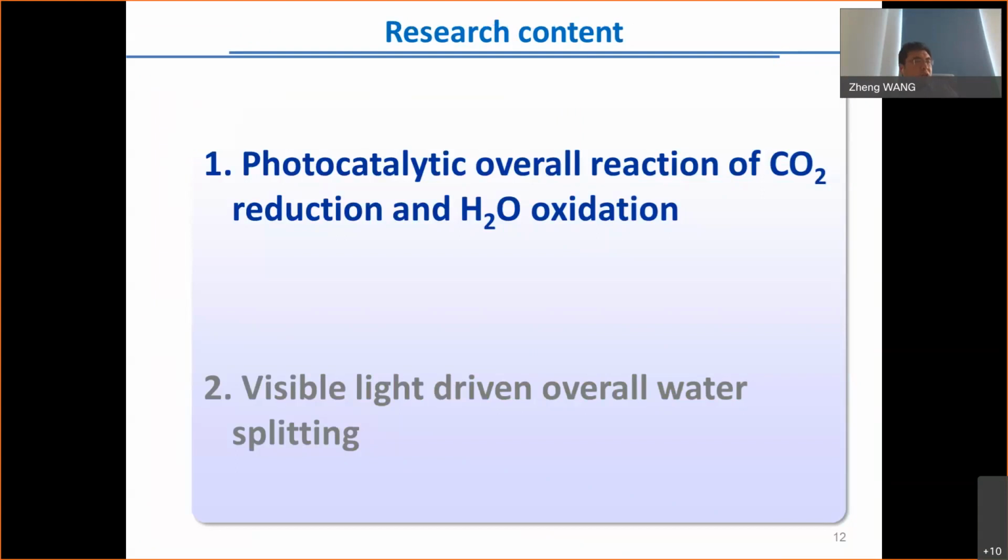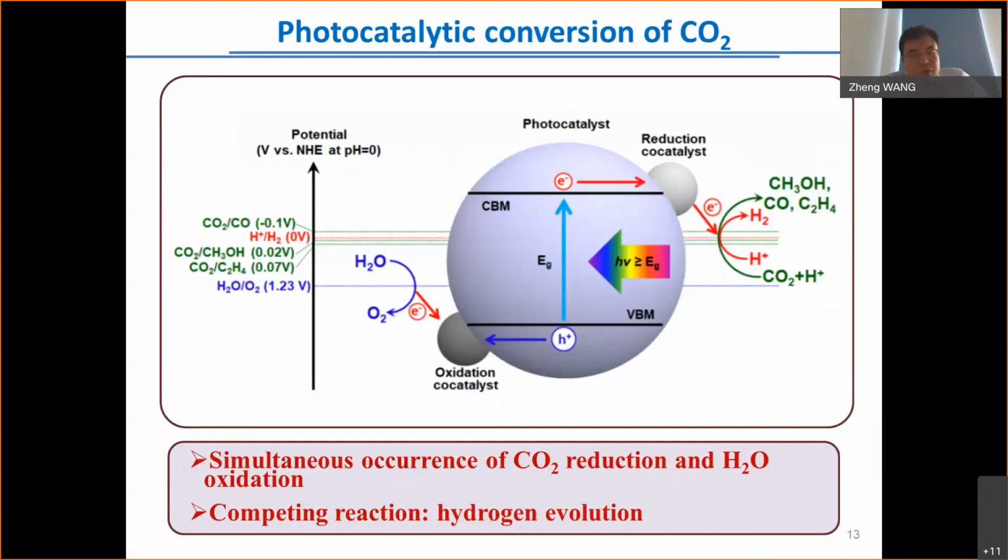With these challenges, first I show the result of the photocatalytic overall reaction of carbon dioxide reduction and water oxidation. In the photocatalytic conversion of carbon dioxide, we aim to achieve the simultaneous occurrence of carbon dioxide reduction and water oxidation. That is, water supplies the electrons for carbon dioxide reduction. Another target is to suppress the competing hydrogen evolution reaction, which consumes the electrons used for carbon dioxide reduction.